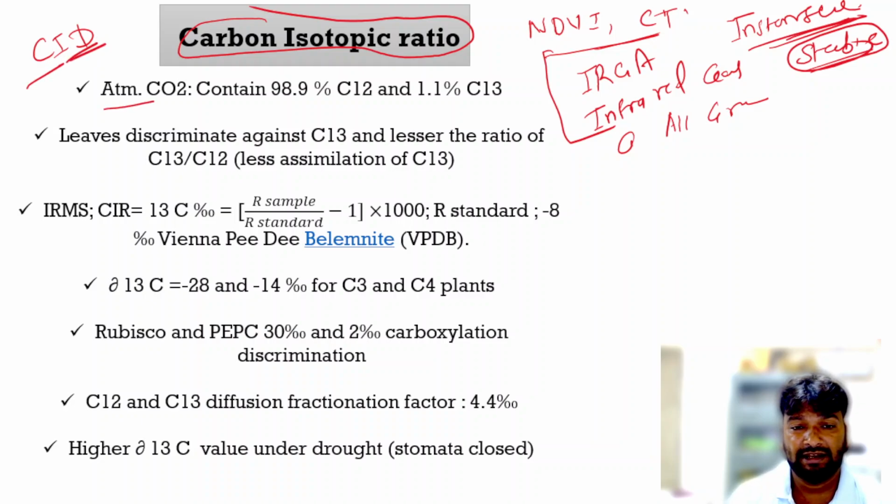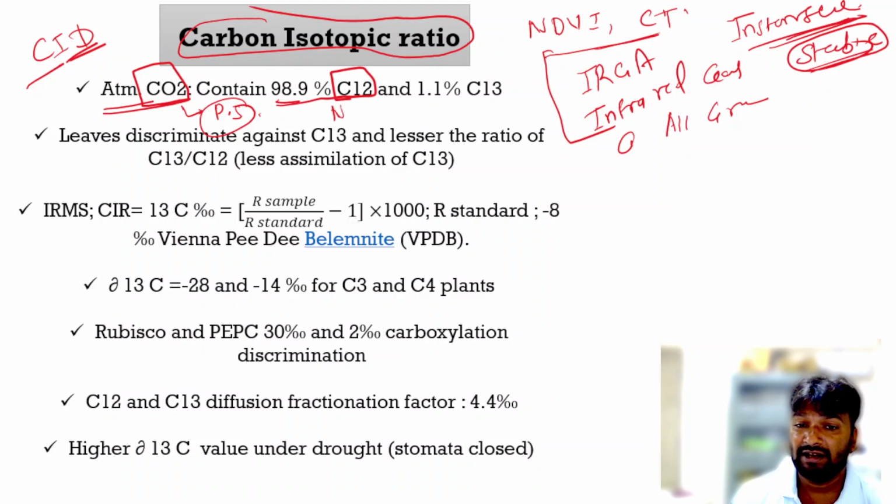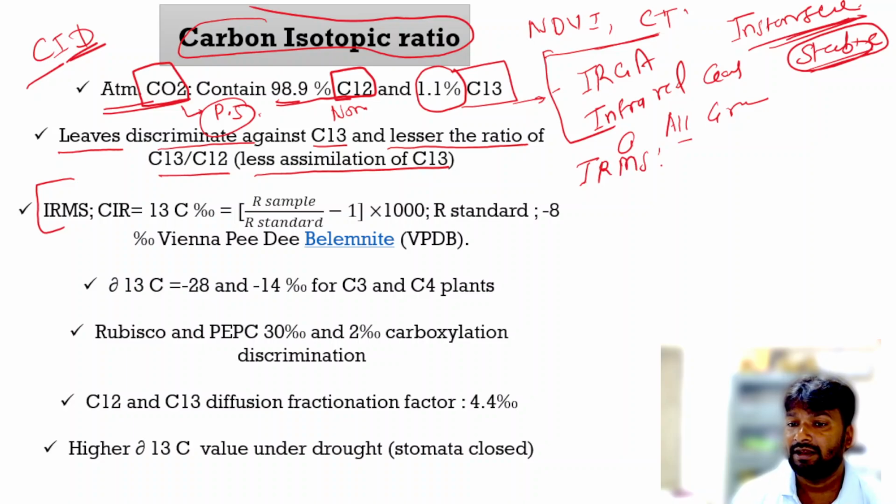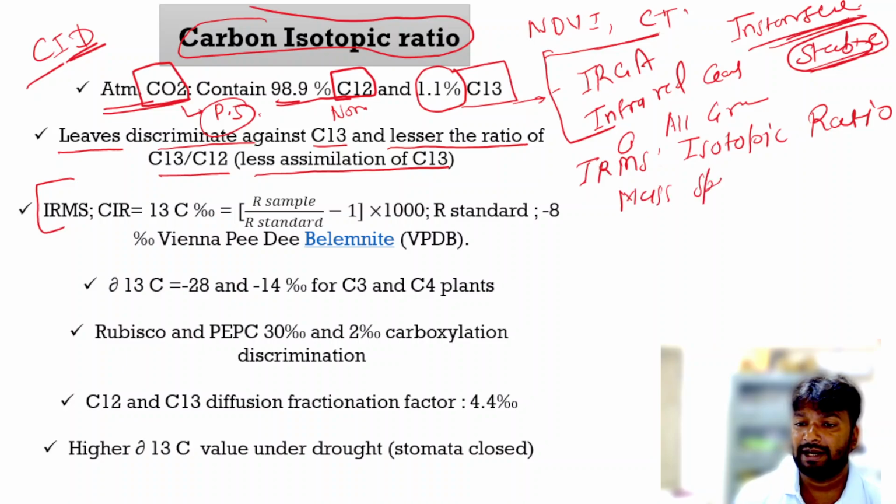So friends, you know that in the atmosphere, carbon dioxide, which is responsible for the photosynthetic process, contains 98.9% C12, that is normal carbon, and 1.1% C13, that is the isotope of this carbon. Leaves discriminate against C13 and lower the ratio of C13 to C12, meaning less assimilation of C13. There is one instrument known as IRMS, isotopic ratio mass spectrometer, used for the measurement of carbon isotopic discrimination, and the control we use is -8.